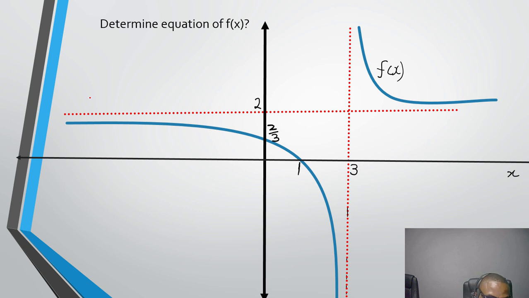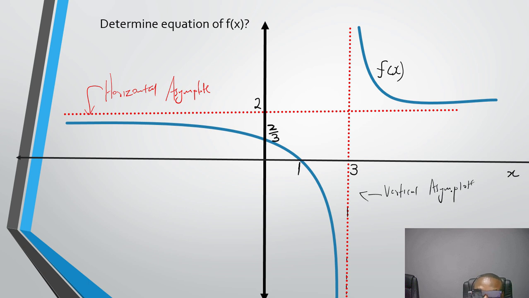We see the horizontal asymptote. We have the horizontal asymptote here. What else do we have? What else do we see on our graph? We also see the vertical asymptote here. The vertical asymptote.